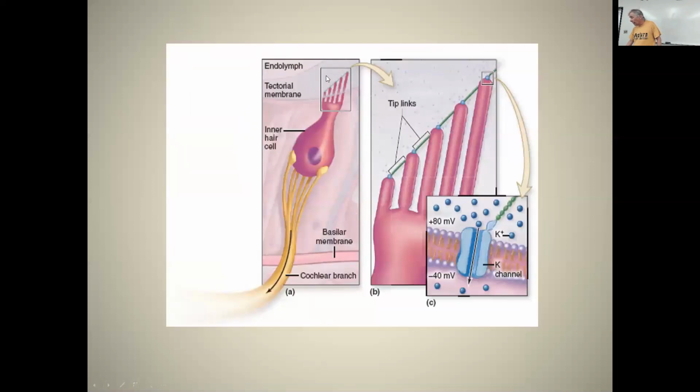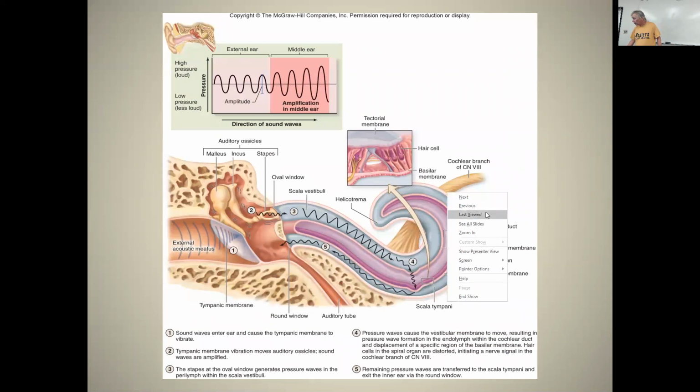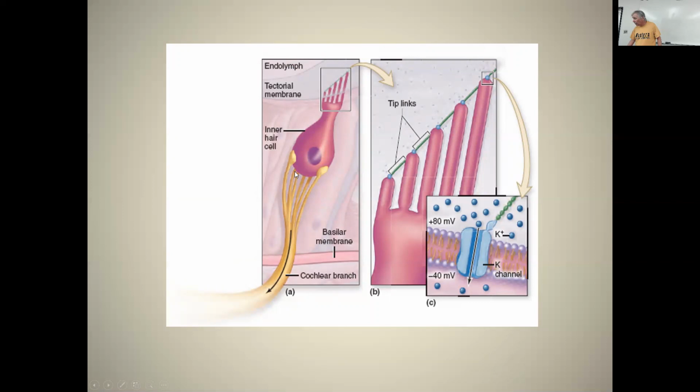And there it is, the stereocilia embedded in the tectorial membrane, endolymph up here. Here's the basilar membrane down here. And these tip links mean the stereocilia are attached. And once you bend the stereocilia, as I said, potassium channels open up, potassium enters the cell, depolarizes. Okay. And that leads to a receptor potential that stimulates these dendrites to threshold, and you generate an action potential on the cochlear branch of the vestibulocochlear nerve. Okay.